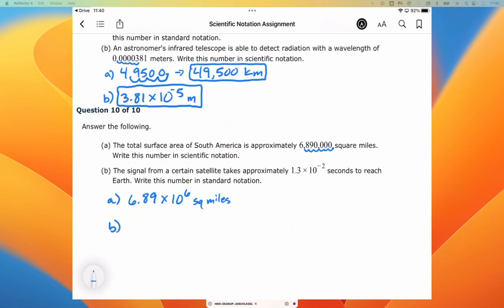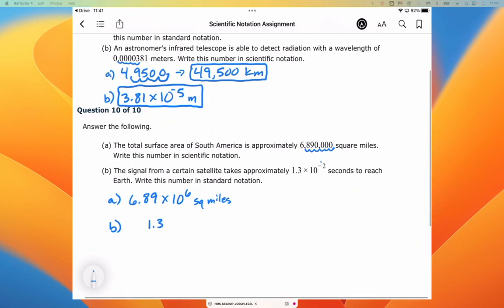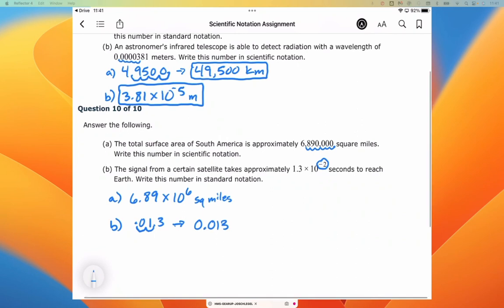Part B. The signal from a certain satellite takes approximately 1.3 times 10 to the power of negative 2 seconds to reach Earth. Write this number in standard notation. And so we're going to have the number 1.3, and it's 10 to the power of negative 2. So this number is going to be less than 1, so our decimal needs to go to the left 2 spots. We fill in the empty spot with a 0, and that's going to give us 0.013 seconds.